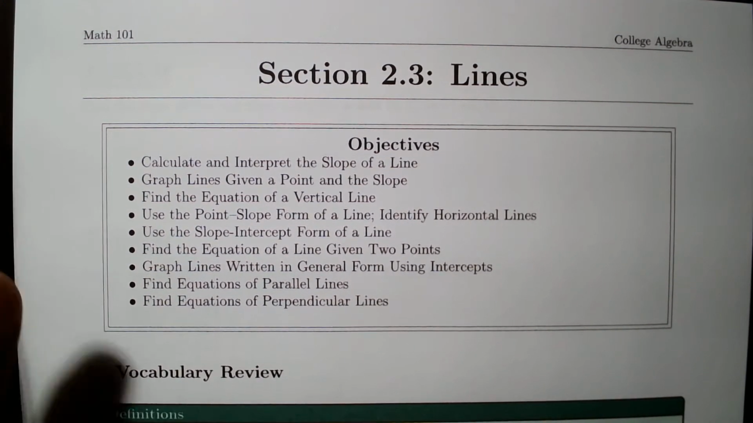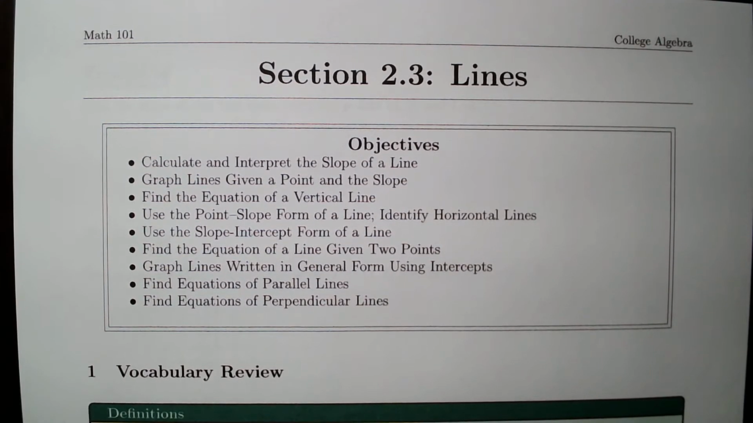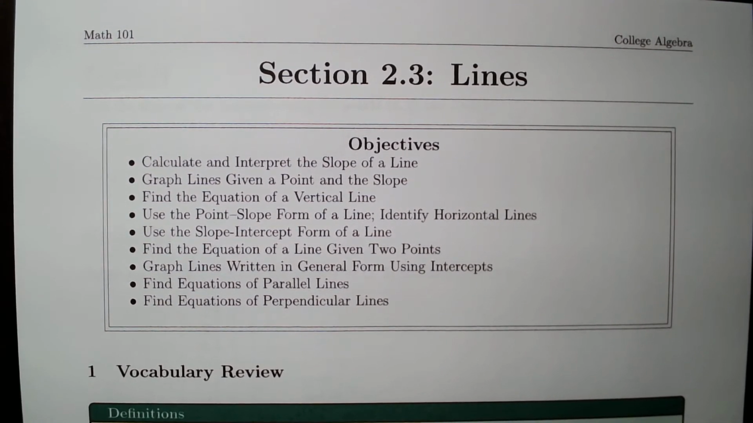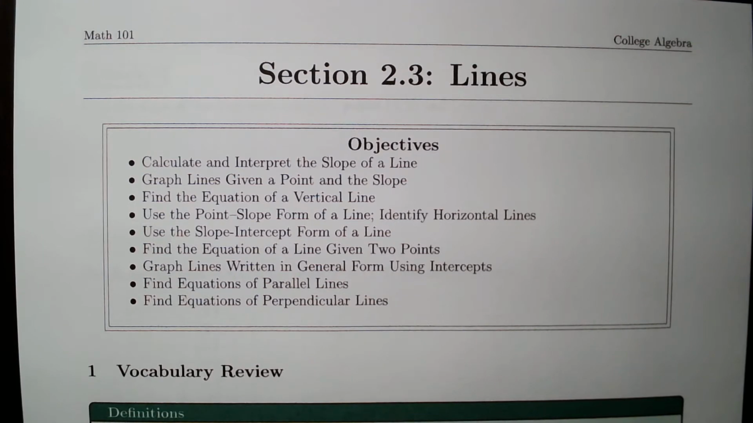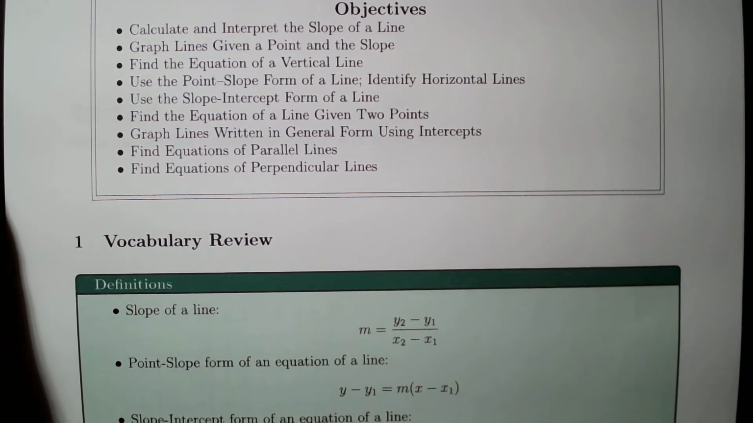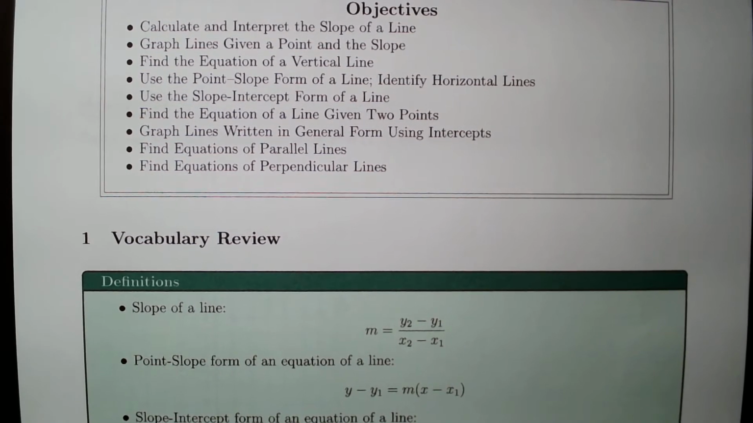Alright, so in this video we go over section 2.3, in which we are going to do a brief review of all about the equations of lines. So we're going to go over how to calculate and interpret the slope, what it is, how to use it, and then graphing lines given different pieces of information, find equations of vertical and horizontal lines, and graph equations from intercepts and get their equations, and find equations of parallel and perpendicular lines.